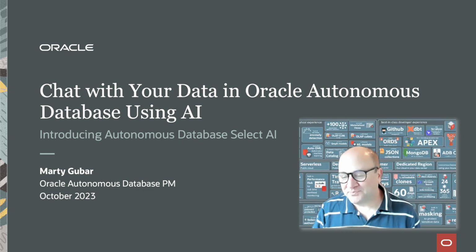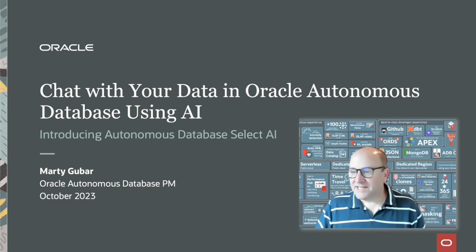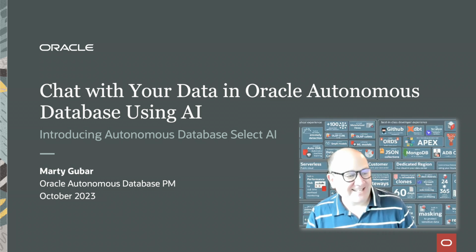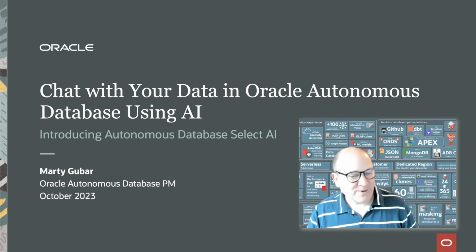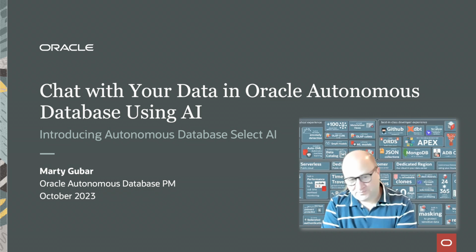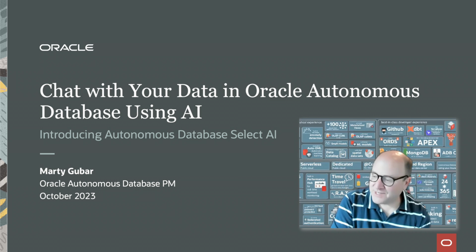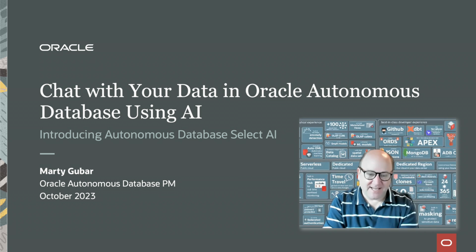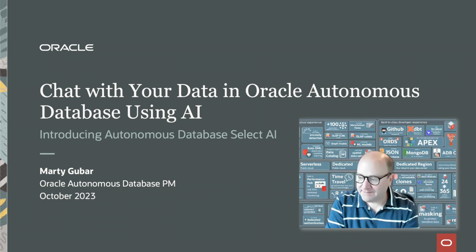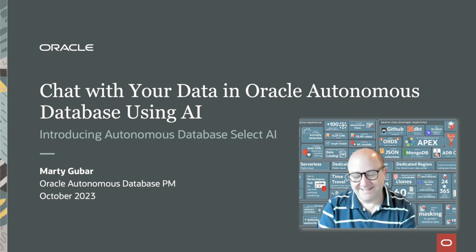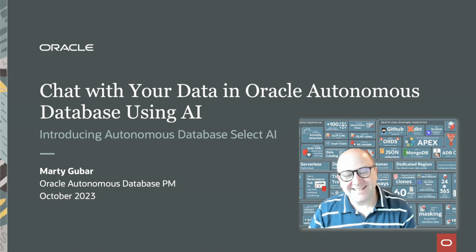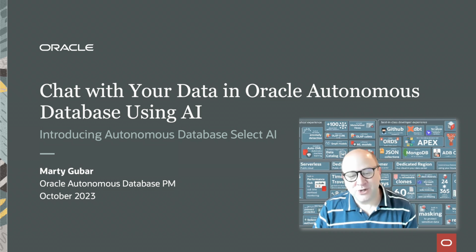This is a super fun session, I'd say. We're going to talk about how you can really chat with your data using natural language in Autonomous Database. This capability is called Select AI. It's part of Autonomous Database, and you don't have to pay anything extra for it. It's just there and available today. It was released right around CloudWorld, and there's been a lot of interest and excitement about it because it's really, really cool.